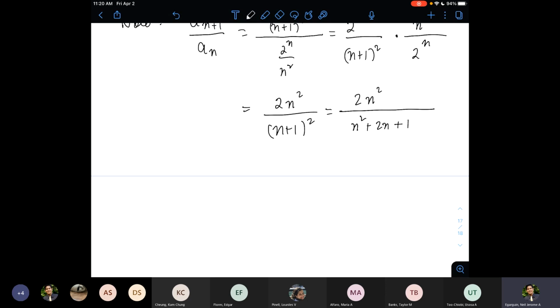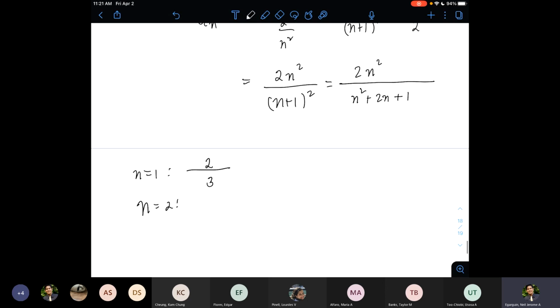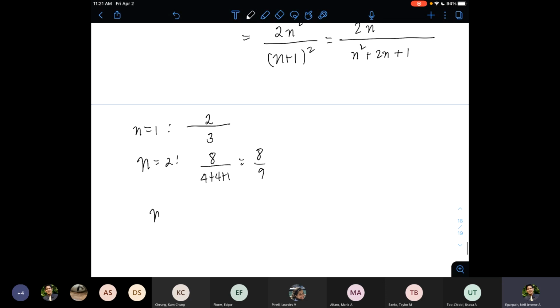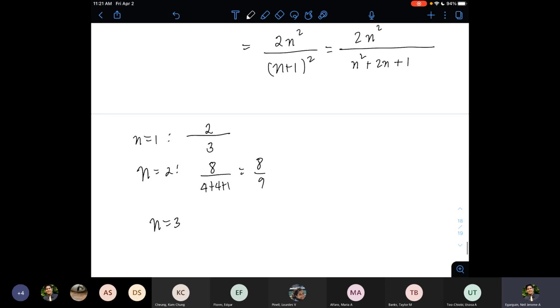Okay, let's see. If n is equal to 1, then the numerator, let me just try it here. I'll have 2 over 3. And then when n is equal to 2, I'll get 8 over 4 plus 4 plus 1. So that's going to be 8 over 9. Yeah, that's still less than 1. When n is equal to 3, I'll get 9 times 2, that's 18 over 9 plus 6 plus 1, so that's going to be 18 over 26.